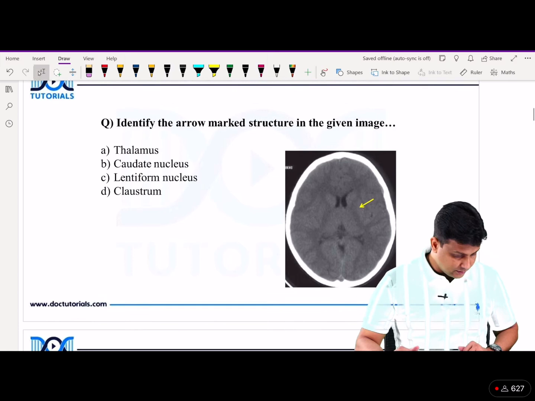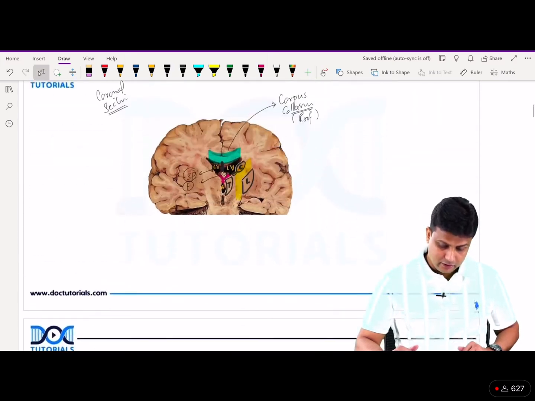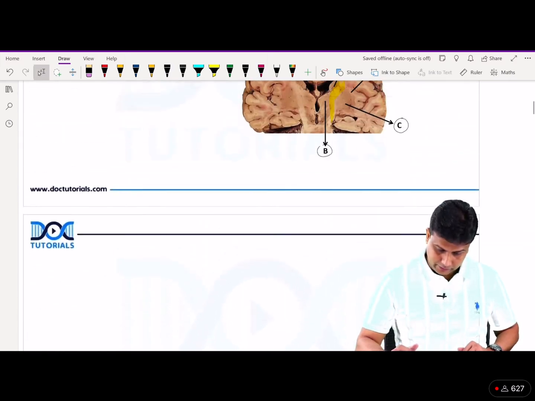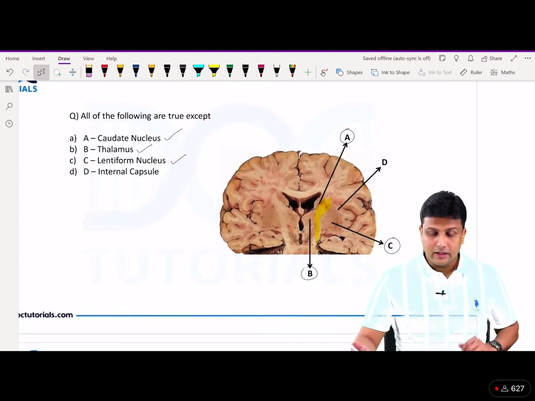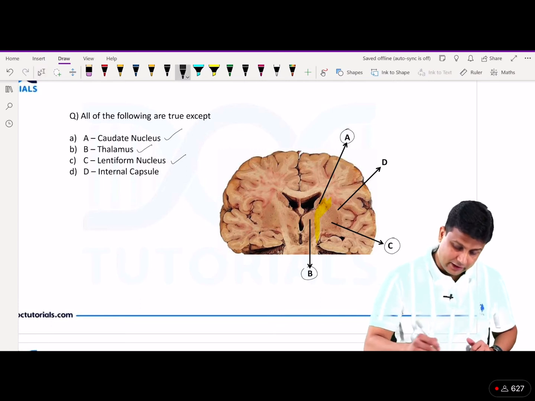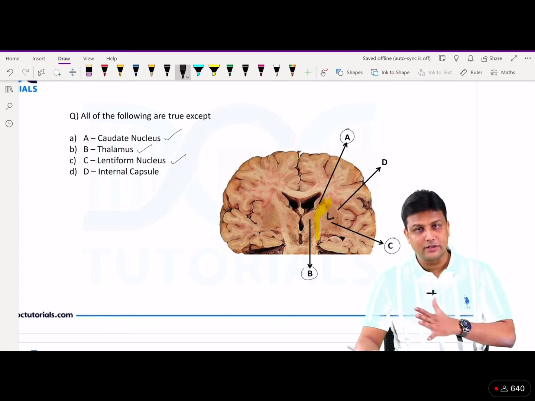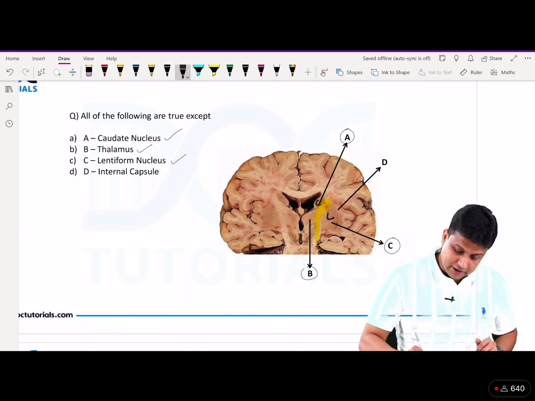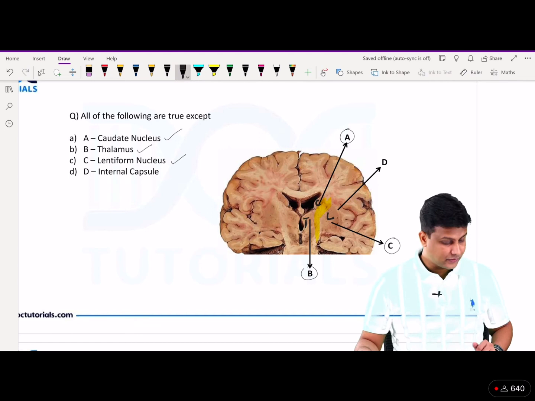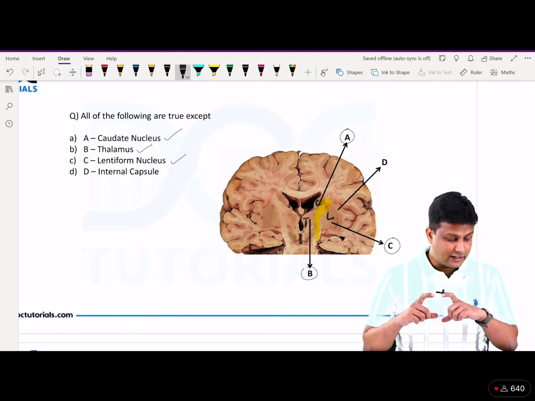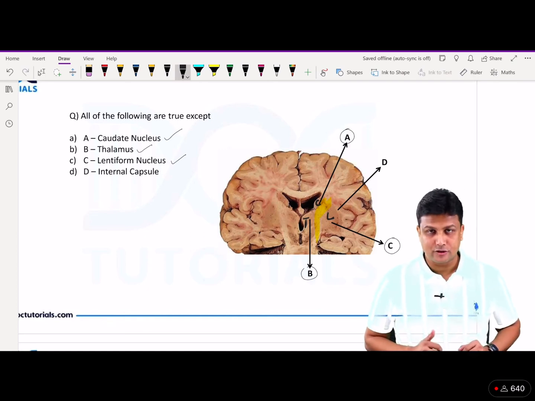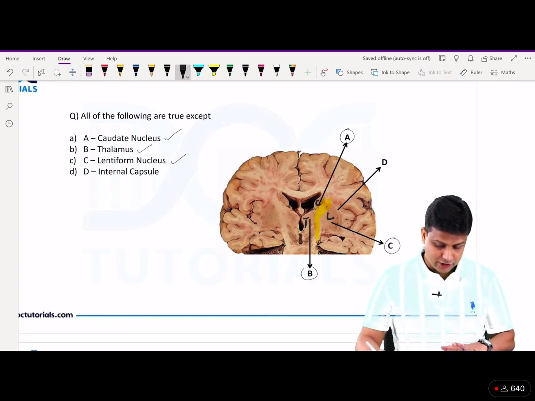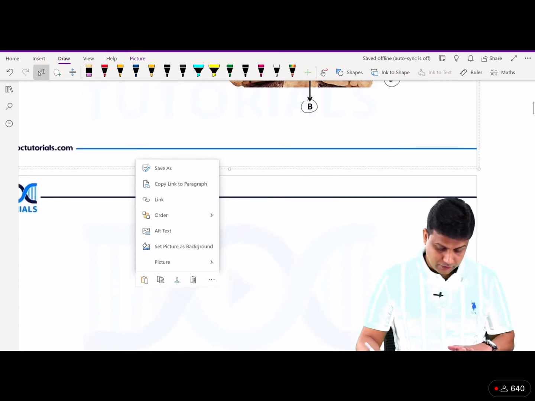This question is asking about the internal capsule location. See, I don't know why people hide their names. The internal capsule is located between the lentiform nucleus towards the lateral side, and the caudate nucleus and thalamus towards the medial side. So, the internal capsule is between the lentiform nucleus and then the caudate and the thalamus on the medial side. Is it okay? Perfectly. That is the exact location of the internal capsule. Next one.